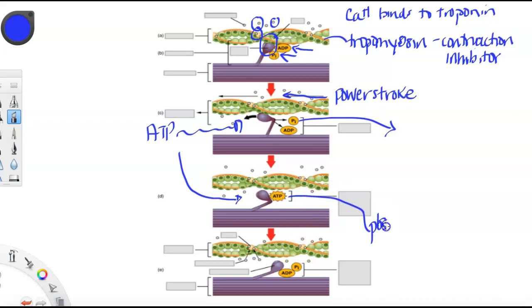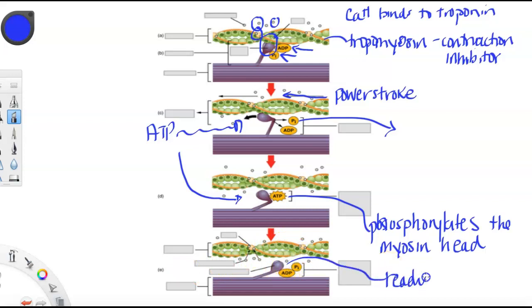phosphorylates the myosin head. So again, it's taking that terminal phosphate and putting it back on the myosin head again. And so now we have ADP and inorganic phosphate. So the myosin head now is ready. It's in its ready position. And as long as the binding site is open, it will go back up. It will reach back up and do another power stroke.